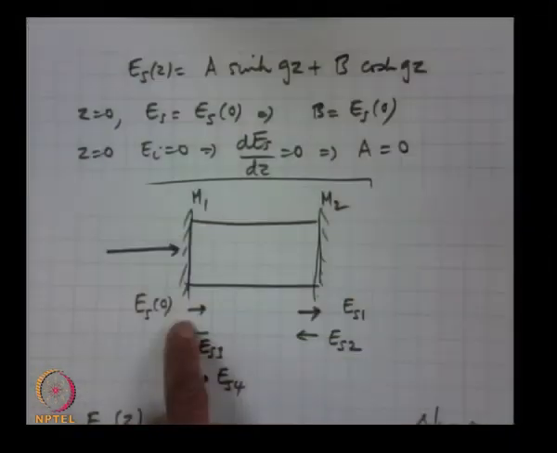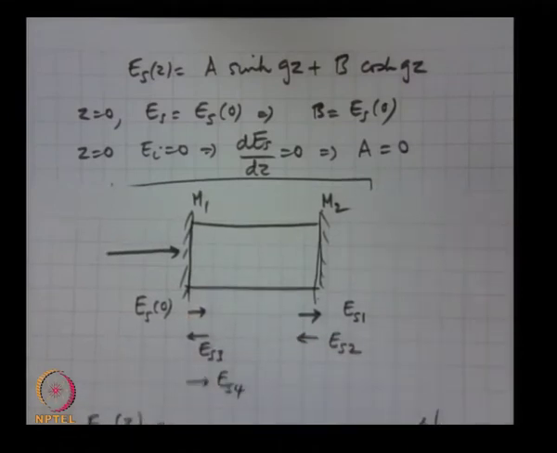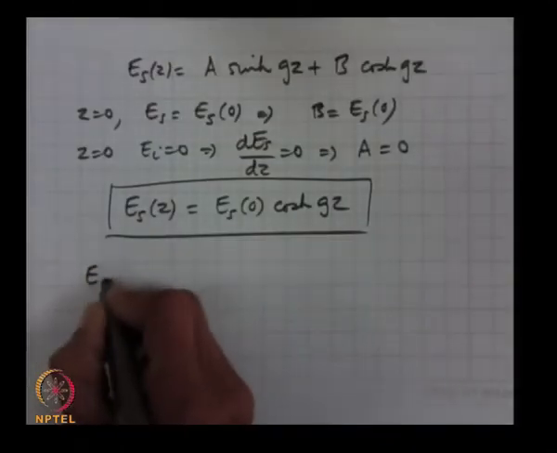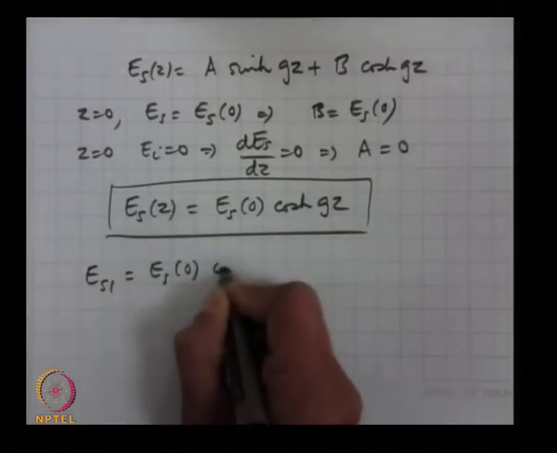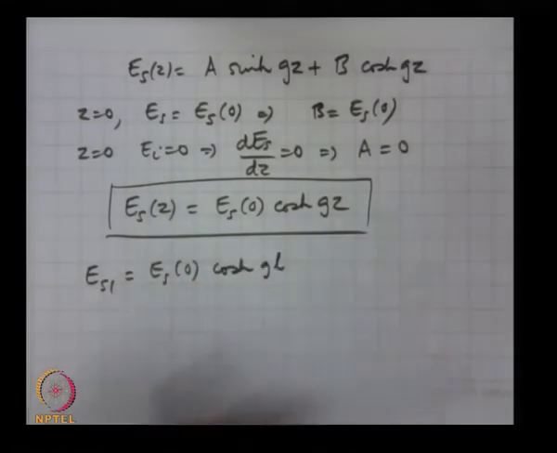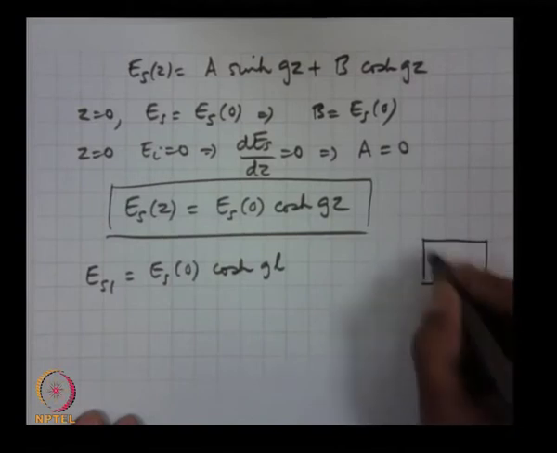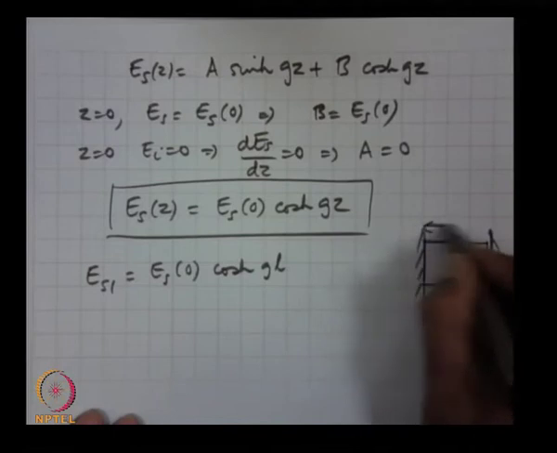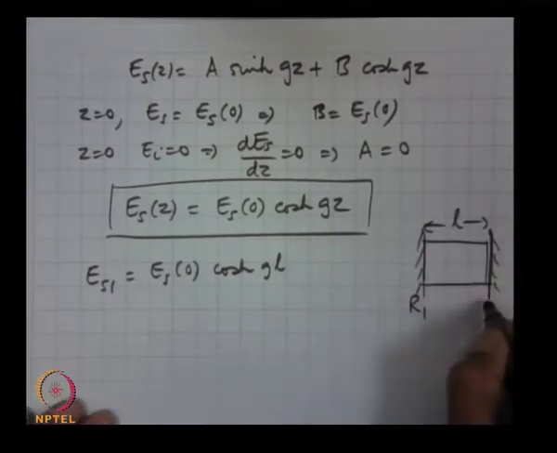Okay, now let me calculate. I need to calculate from Es0 what is Es1, Es2, Es3 and finally Es4. Now can you tell me what is Es1? Es1 is equal to Es0 cosh(GL). The length of the crystal is L. Let me draw the figure here again. So these mirrors have reflectivities R1 and R2.